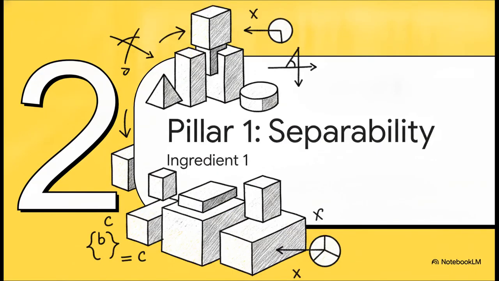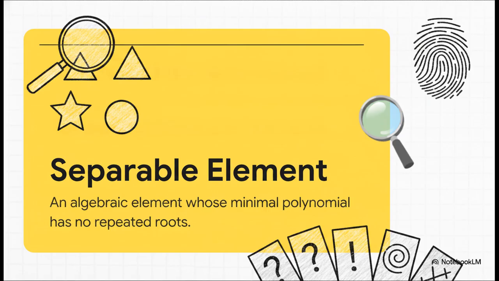Moving on to section 2, the first pillar, separability, our first ingredient. Okay, so an algebraic element over a base field K is considered separable if its minimal polynomial yields completely distinct, non-repeated roots. In algebra, this translates to checking the formal derivative. Think about it. If a polynomial has a repeated root, that exact same root is going to evaluate to 0 in the polynomial's derivative too.